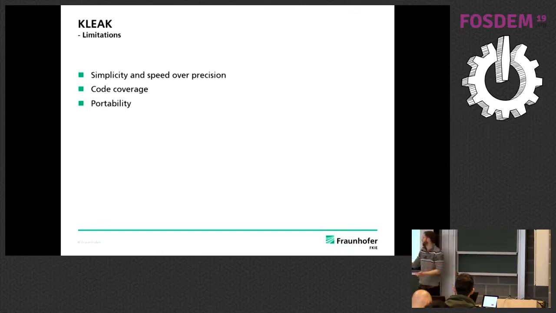So that's simple because the patch of KLEAK for NetBSD was definitely less than 1,000 lines. I don't know exactly how many it was, and it's kind of fast. You don't have a tremendous slowdown, and that was one of our goals, and actually it worked, as you will see later on.